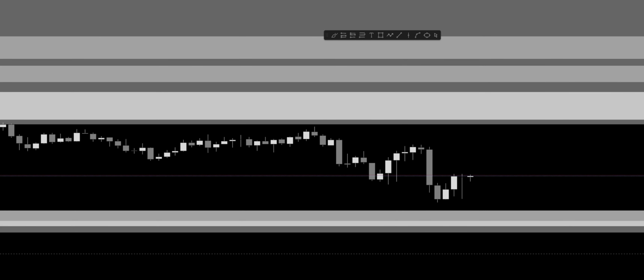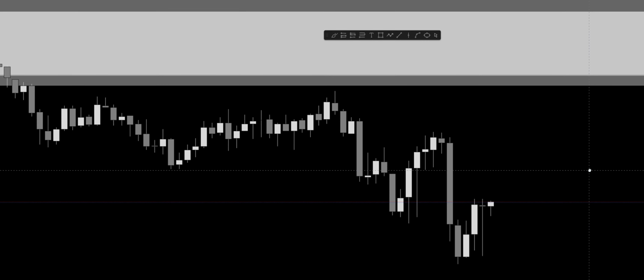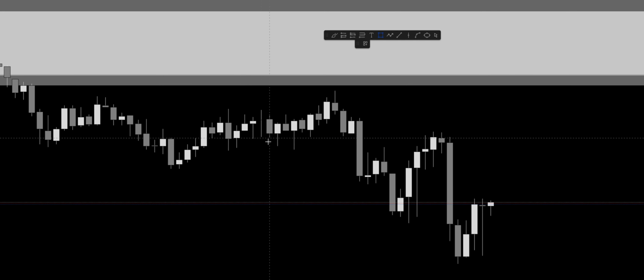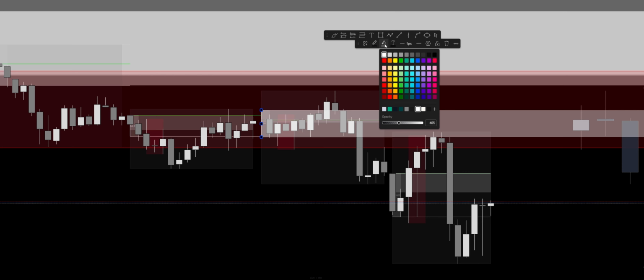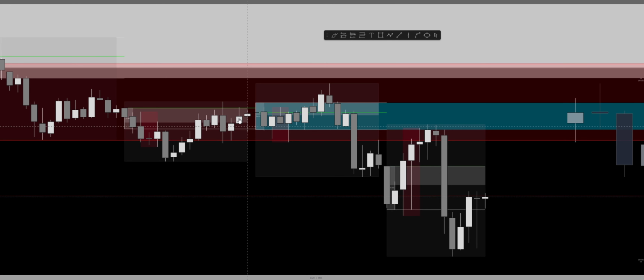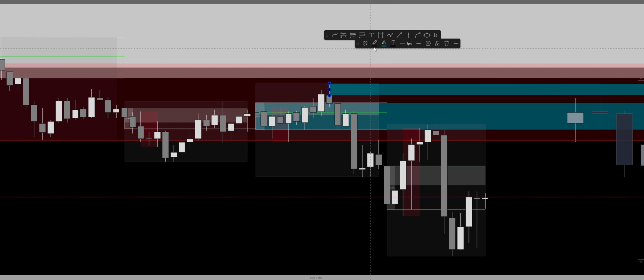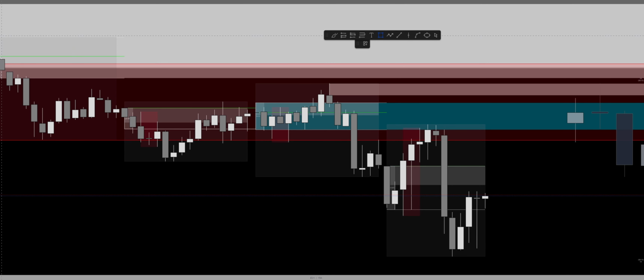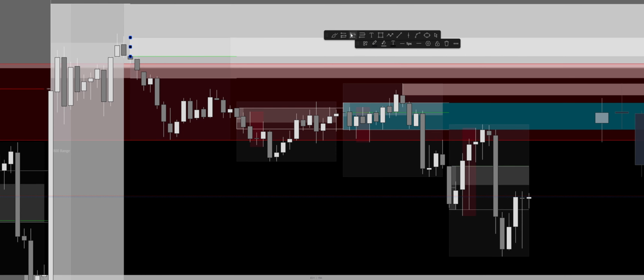And then when we went on the 15-minute, because this is where our profiles are starting to show, found this doji, mark that in blue. And then we had these profile highs where price hasn't closed above them. And then we still had this one as well.